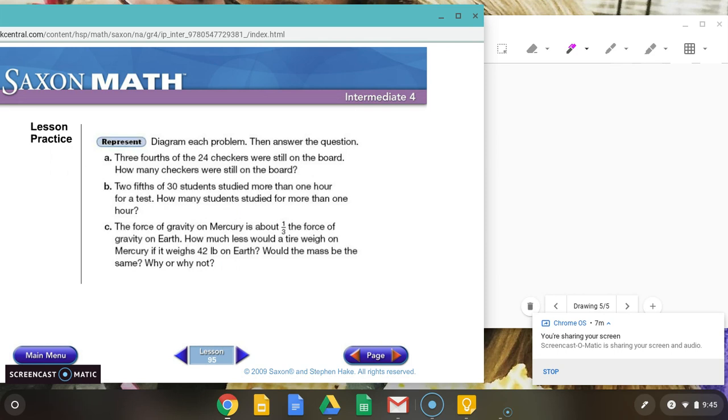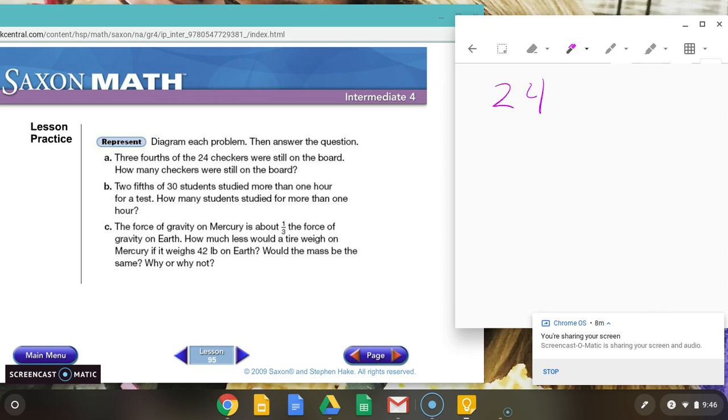All right, today I'm going to do some of these lesson practice problems with you. I think they will be helpful for you when you start your homework assignment. So, 3/4 of the 24 checkers were still on the board. How many checkers were still on the board? Okay, so we know there started out 24. So 3/4 of 24. Hey, we have done problems like this before.